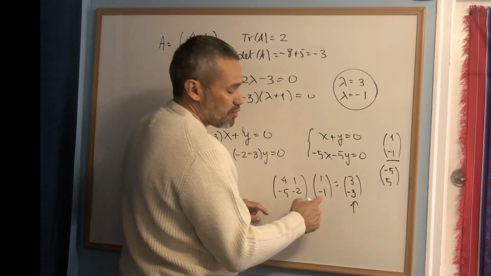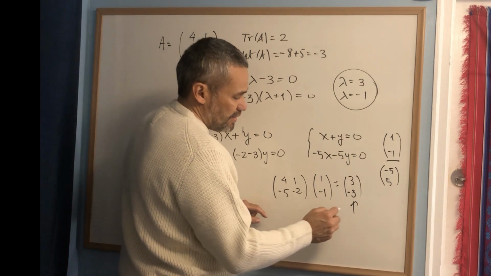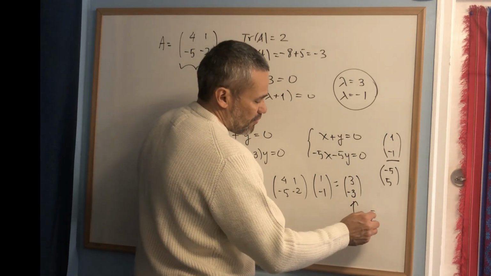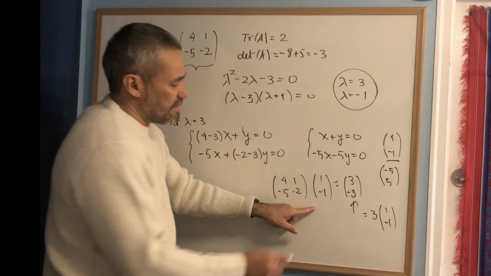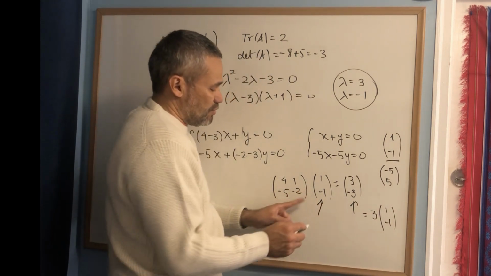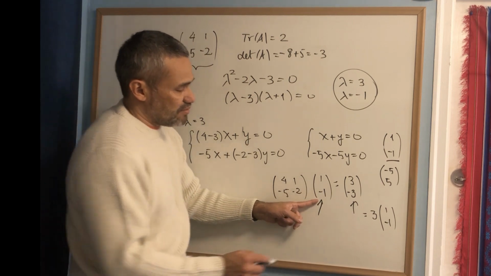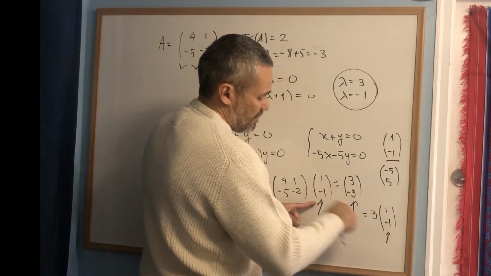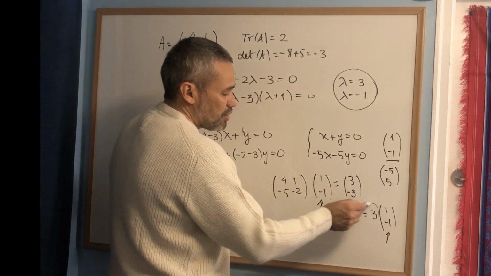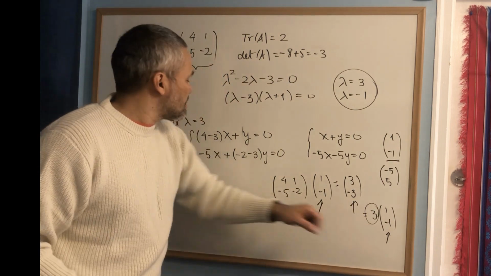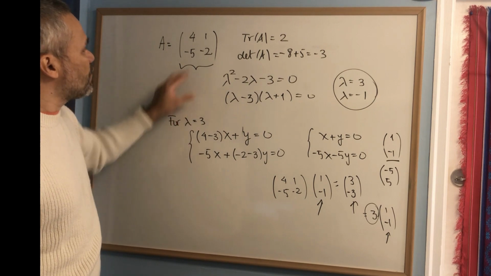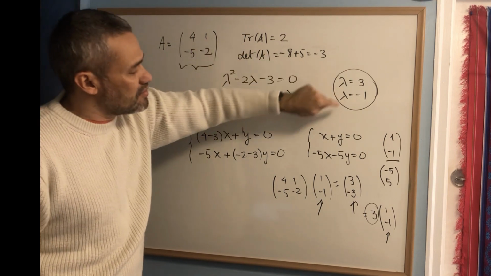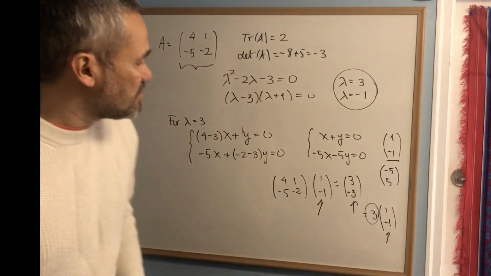Is this a multiple of that? Yes, it is. And what is the multiple? You can write it as 3 times 1, negative 1. Then we see that this is an eigenvector, because when you multiply the matrix by that vector, you get a multiple of the vector, and that multiple is an eigenvalue. As I mentioned before, you first compute the eigenvalues and then you compute the eigenvectors.